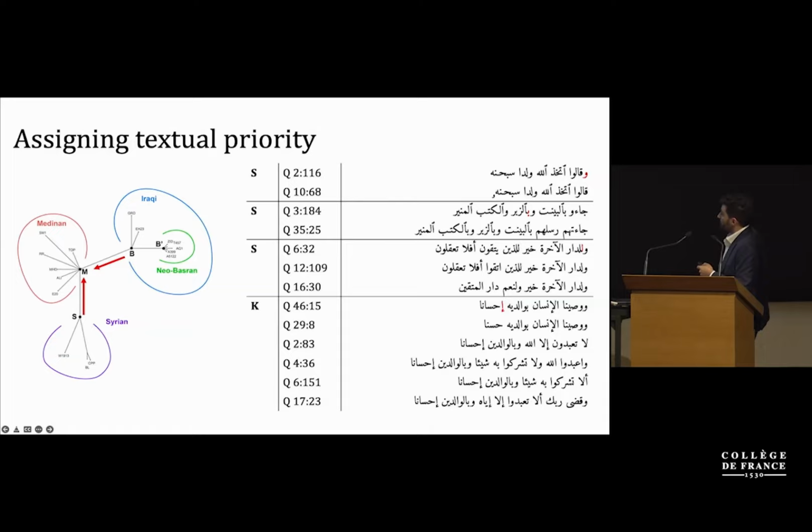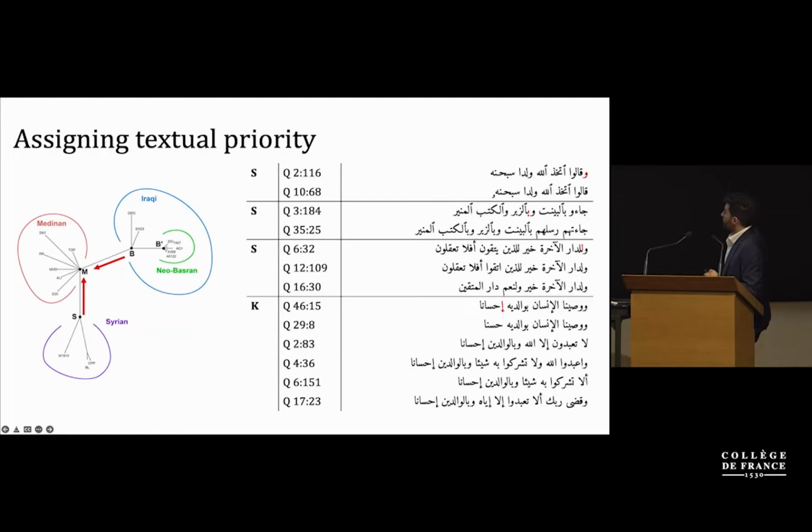In Q3:184, we have جَاءُوا بِالْبَيِّنَاتِ وَبِالزُّبُرِ وَالْكِتَابِ الْمُنِيرِ. And then in Q35:25, this addition of the ba in the Syrian manuscript is found: جَاءَتْهُمْ رُسُلُهُمْ بِالْبَيِّنَاتِ وَبِالزُّبُرِ وَبِالْكِتَابِ الْمُنِيرِ.